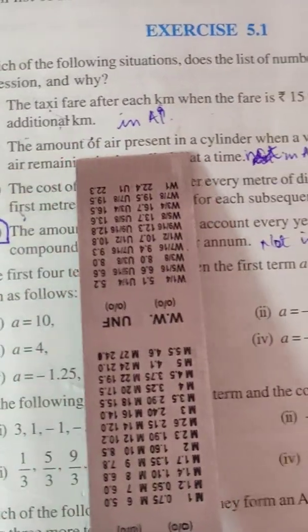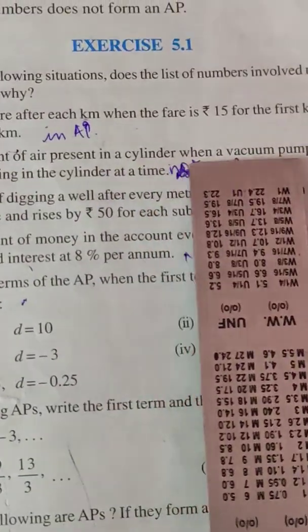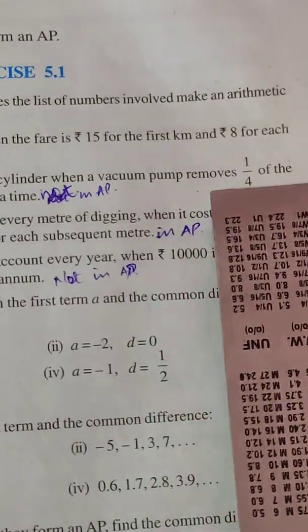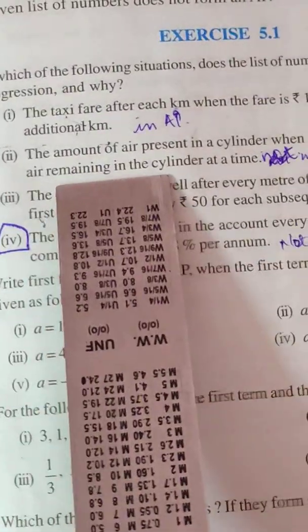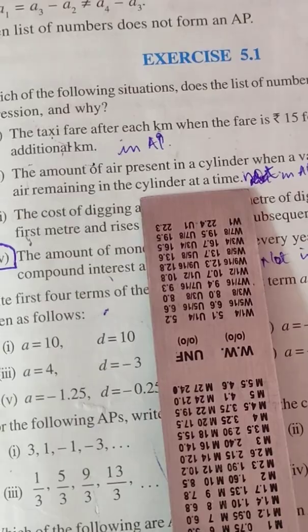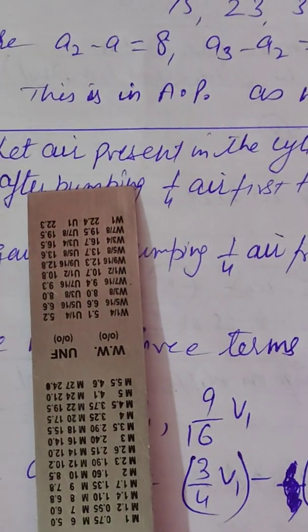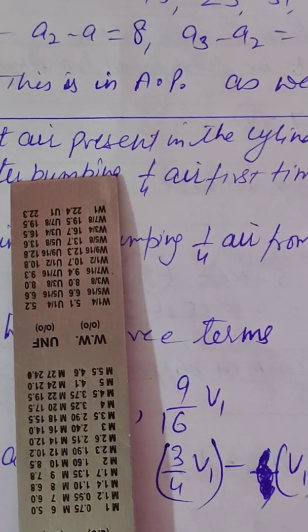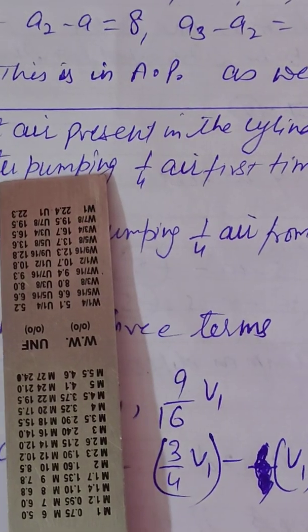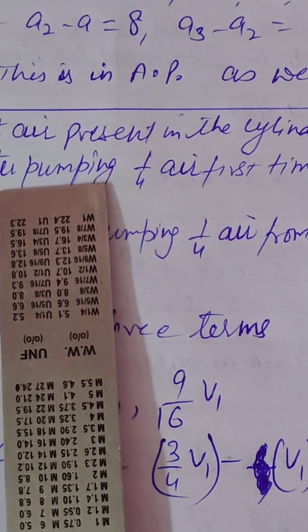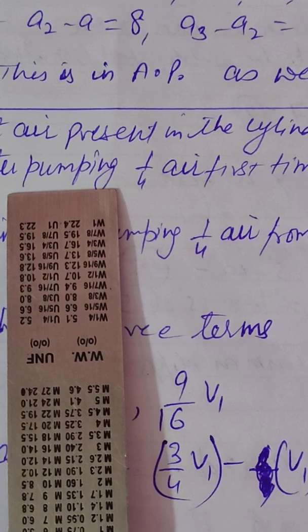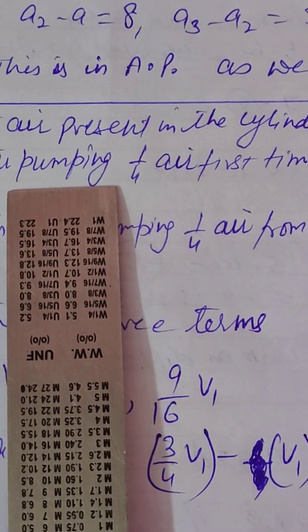Now come to the next part of the question, which is important. Here the question is the amount of air present in a cylinder when a vacuum pump removes 1/4 of the air in the cylinder at a time. What is the meaning of this question? In this question we are given that a cylinder is full of air, and at one vacuum stroke 1/4 of the air is removed from it, and it goes on like this, every time 1/4 of the remaining air present in the cylinder is removed.